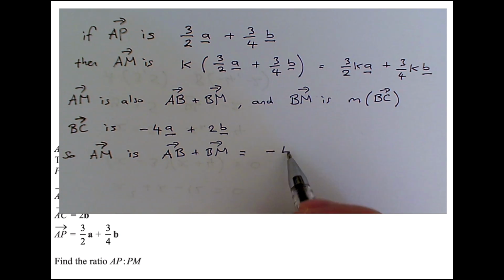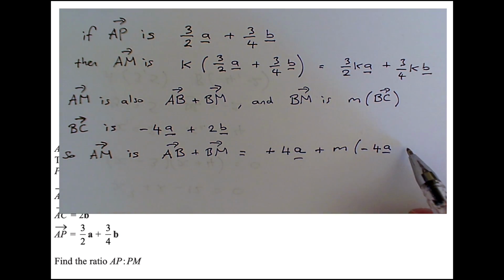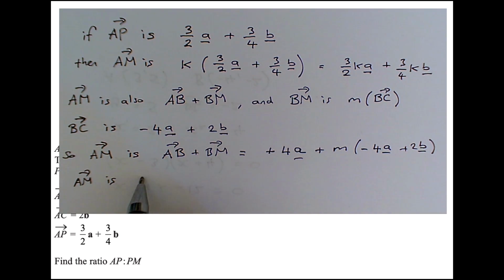It should be positive 4A. I hope I'm going to correct myself. Yes. Good. Okay, and then some fraction of the journey B to C, which I'm calling B to M. Now I can tidy that up a little bit. So A to M is going to equal 4A's minus 4MA's plus 2MB's.